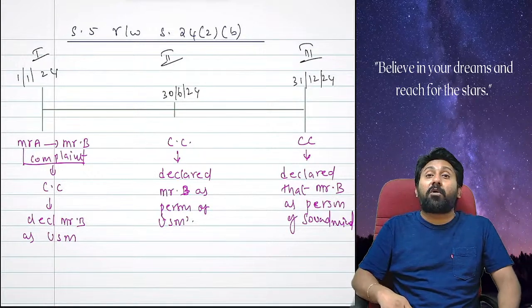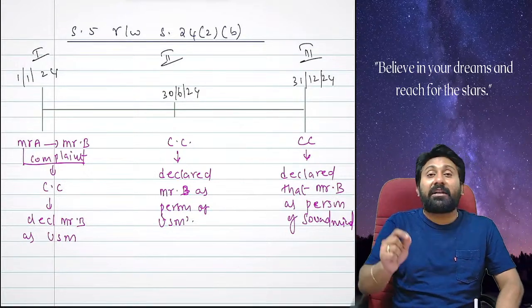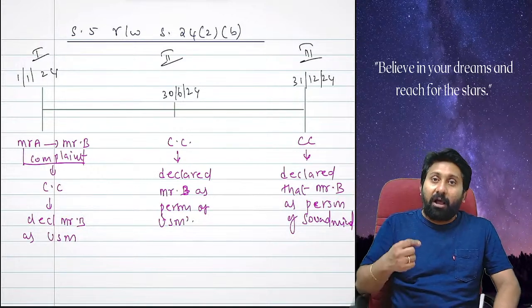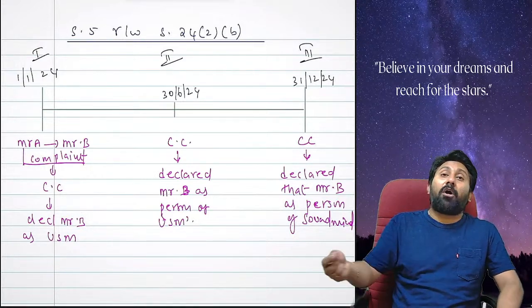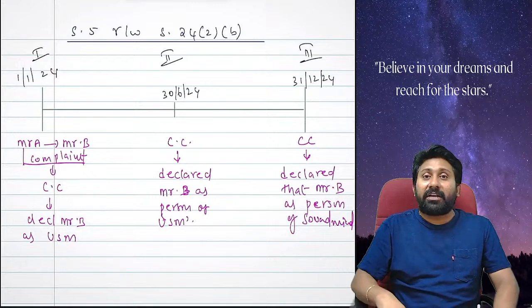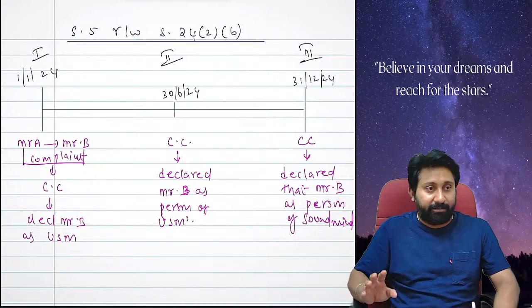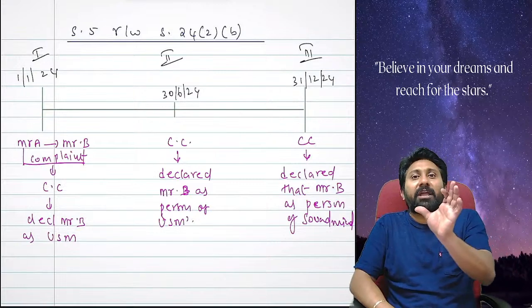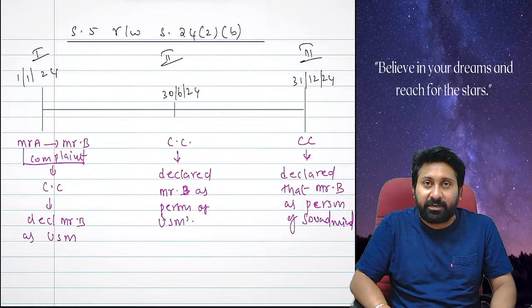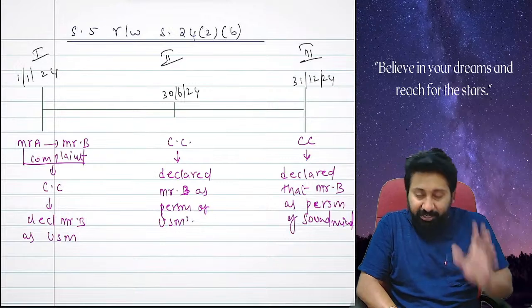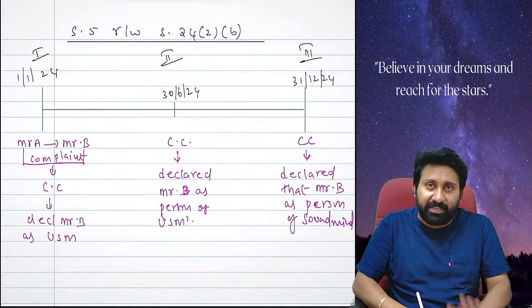I am disqualified from 30th June to 31st December. Or I vacated my office on 30th June afternoon 12 o'clock. This is the point. Am I clear? So period of time is represented by disqualification. Point of time is represented by the concept called vacation. Why am I discussing this? Listen carefully.